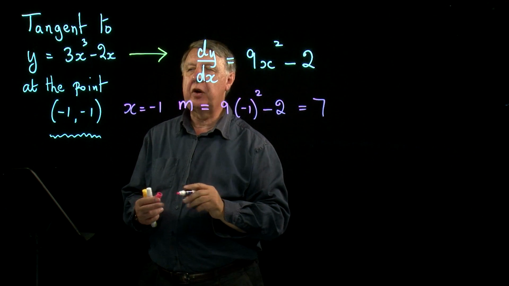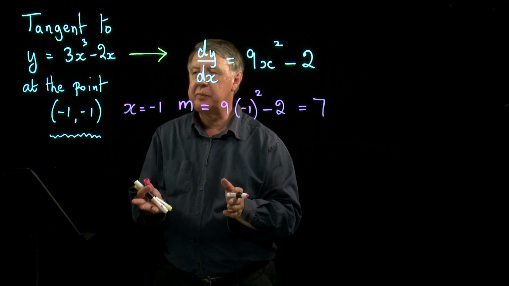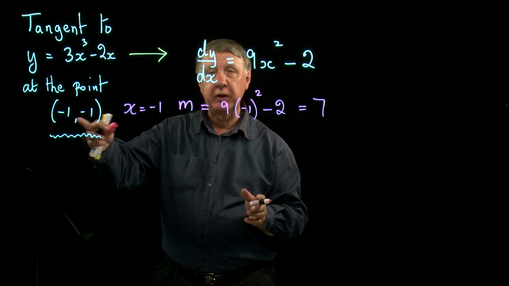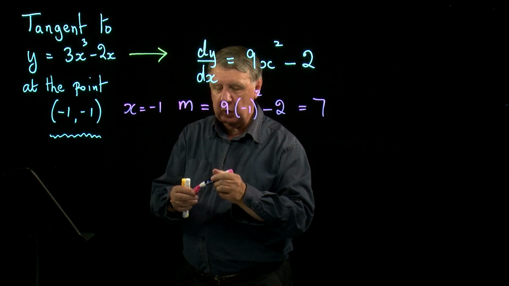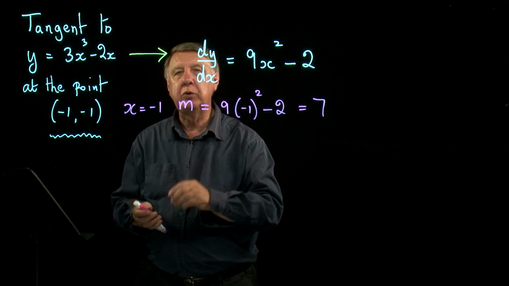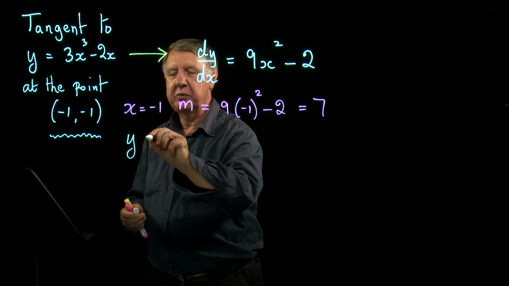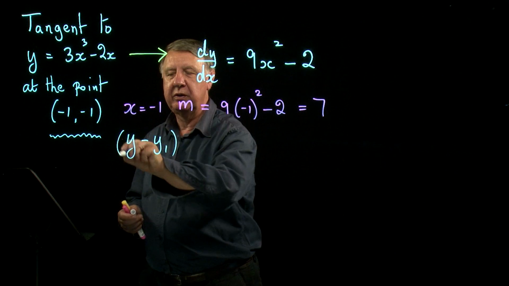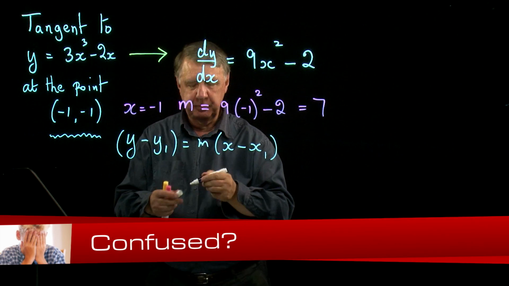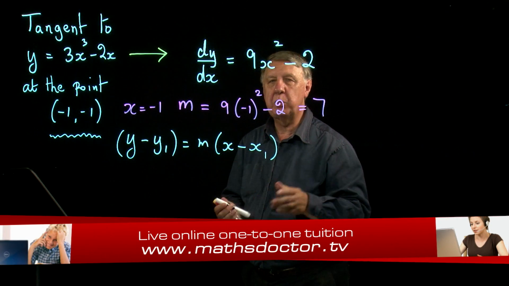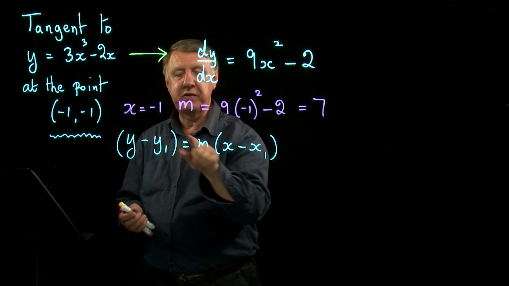Now I want to find the equation of the tangent. The tangent is a straight line. What do I know about the straight line? I know it goes through this point here, and I know that its gradient is 7. Now, do you remember the equation that we said was very important when we were looking at equations of straight lines, and I said you'll keep meeting this, so here we go, this is where we're going to meet it again. y minus y1 equals m times x minus x1. And you can see now, hopefully, why I've used m here for the gradient at this point, because that's what I'm going to put here.